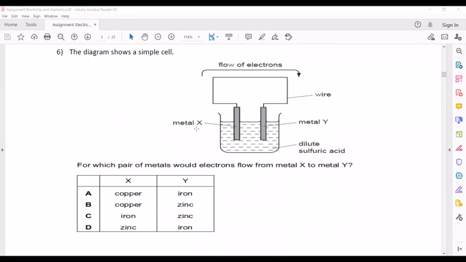The diagram shows a simple cell. Which pair of metals would make electrons flow from X to Y? So X should be more reactive and Y should be less reactive. So metal X should be more reactive than metal Y. What could be the answer? When you check the reactivity, zinc is more reactive than iron. So metal X should be zinc and metal Y should be iron.